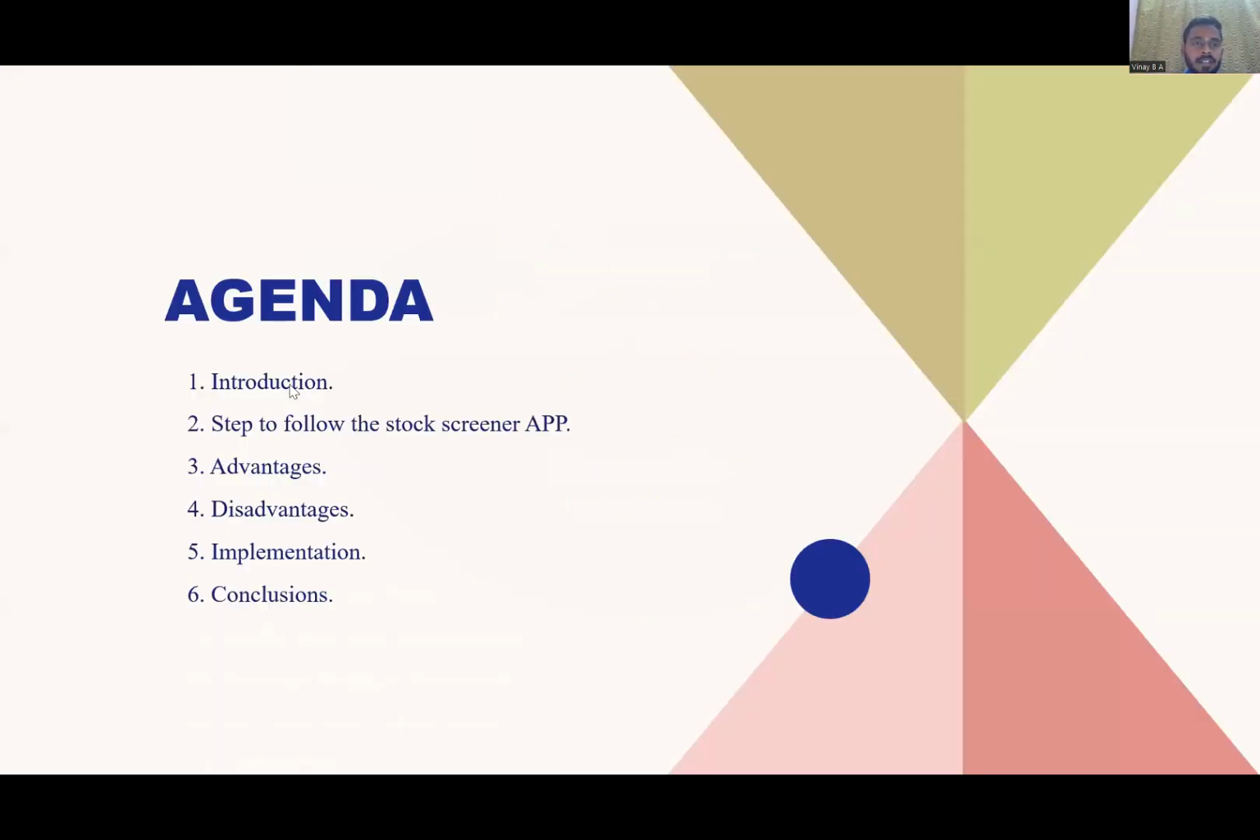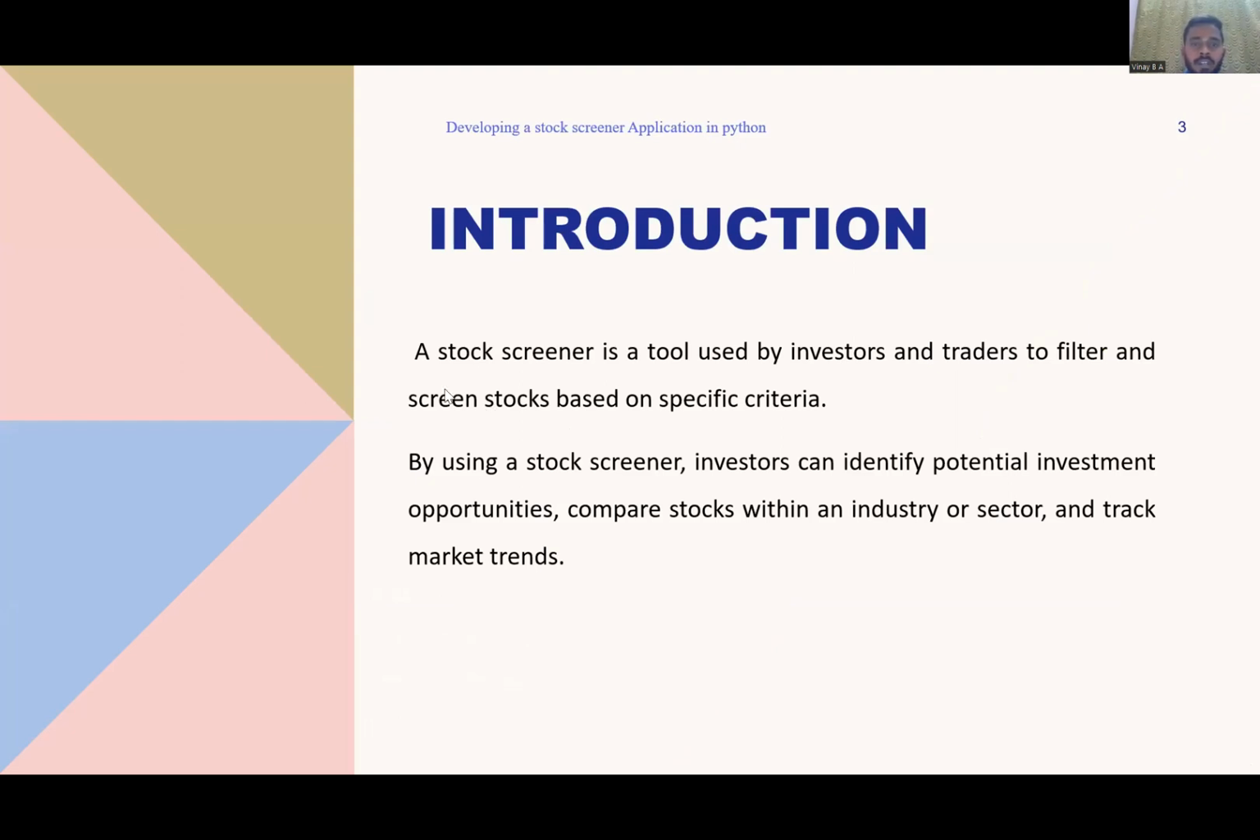These are the contents or agenda: first, introduction and steps to follow for the stock scanner application, then advantages and disadvantages, implementation, and the last one is conclusion. Now the introduction. A stock scanner is a tool used by investors or traders to filter and screen stocks based on specific criteria, such as fundamental criteria like market cap and revenue. By using a stock scanner, investors can identify potential investment opportunities and compare stocks within and across industries and sectors, and follow stock market trends.